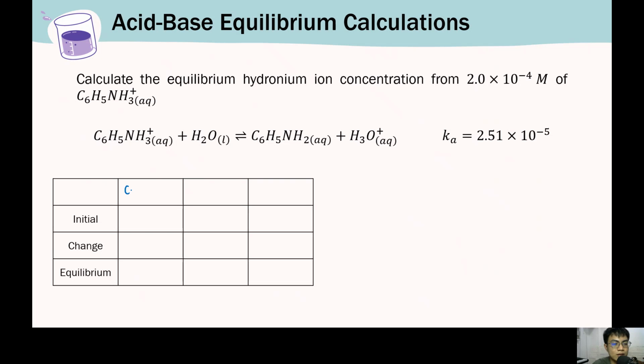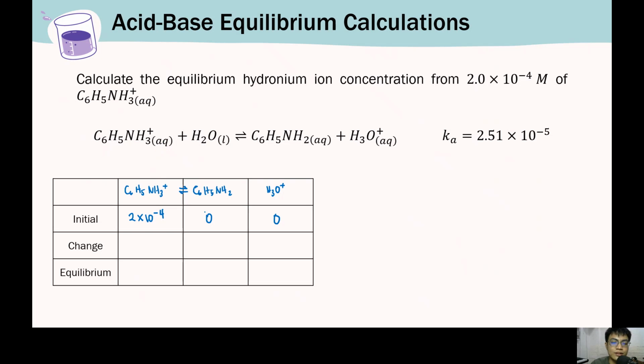Okay, so that will be C6H5NH3+. You don't need to write the aqueous. Then C6H5NH2 and your hydronium ion concentration. Now, let's look at the given. The only given concentration is for the reactant, which is 2 times 10 raised to negative 4 molar. For the others, nothing was given, so meaning they are 0.